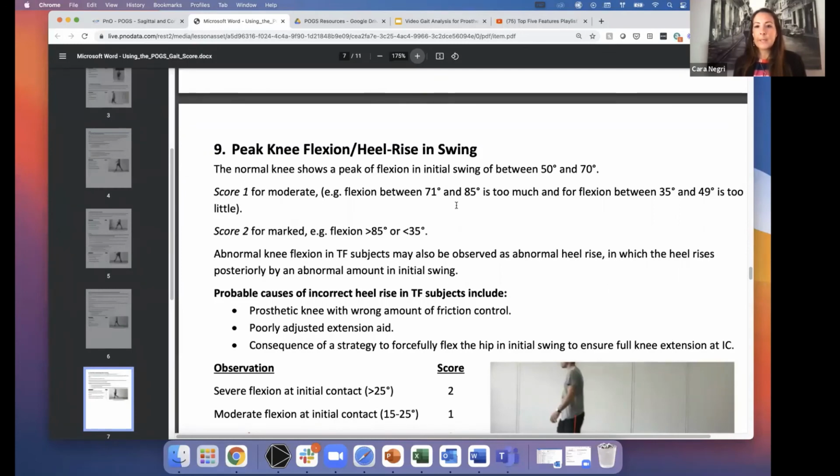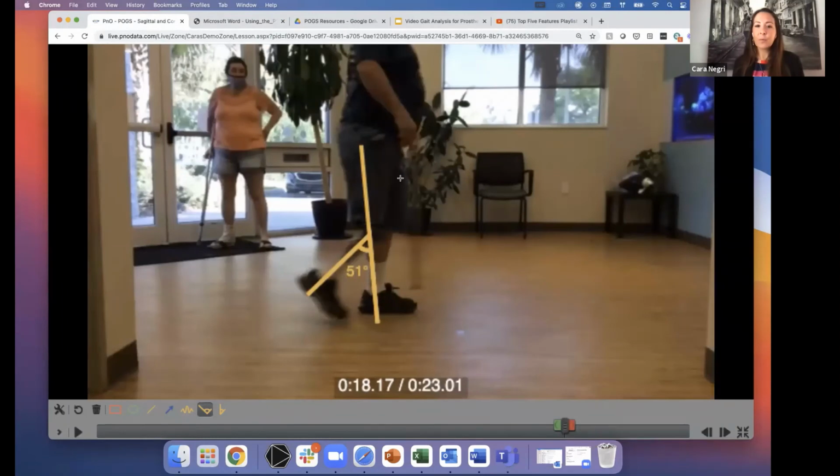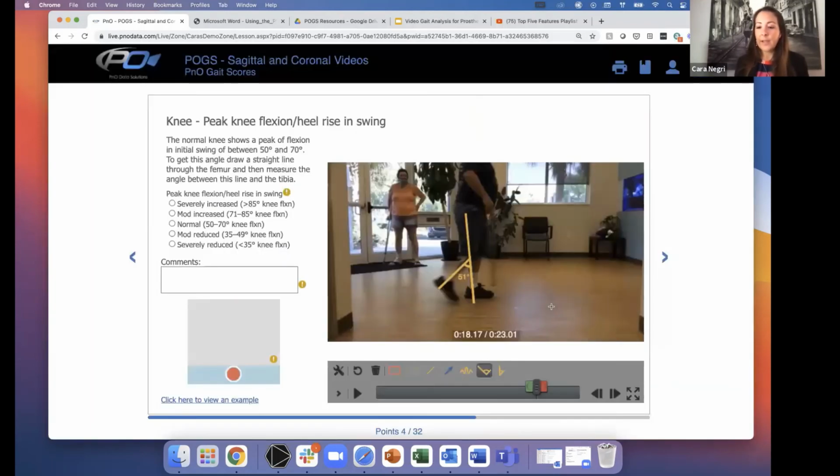So it looks like he's just about normal. He's just over normal. Again, if you think that he is a little reduced in this area and we need to measure again, by all means, we can go back one frame and see, does that make a difference if we measure there? So let me see, I can remove these lines and draw another line.